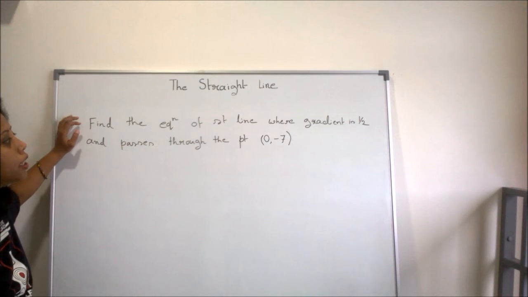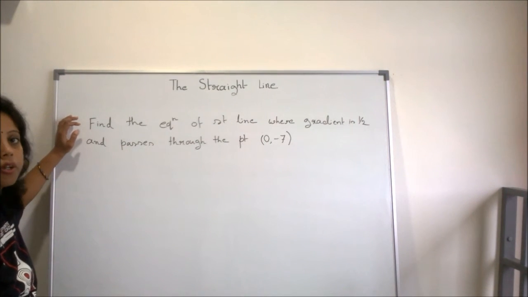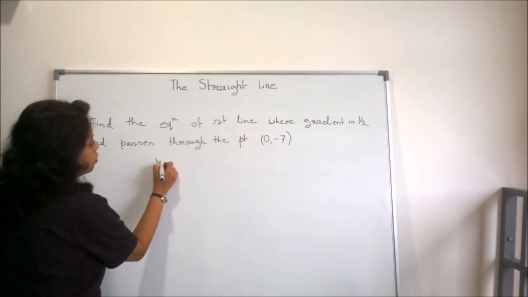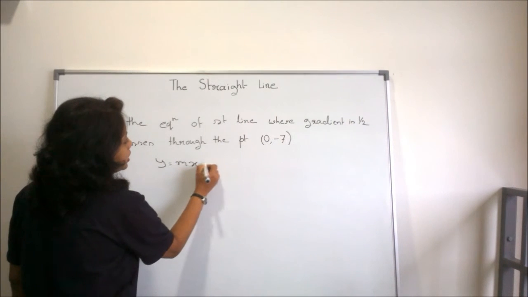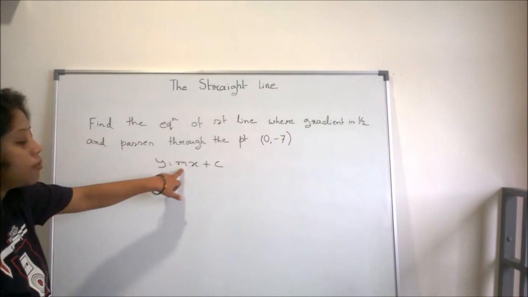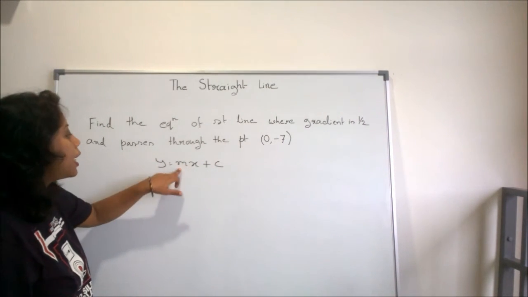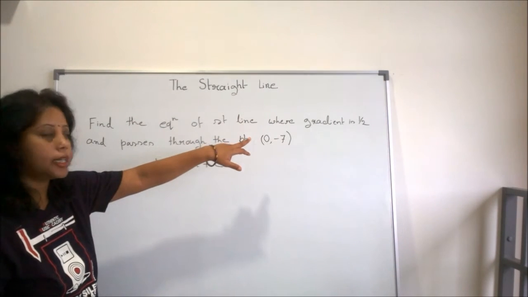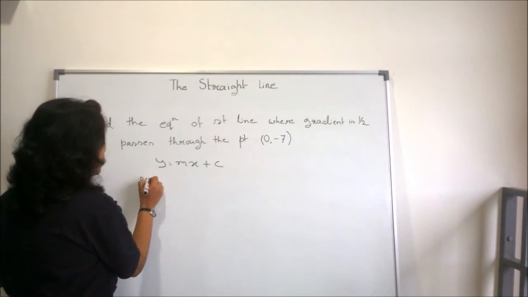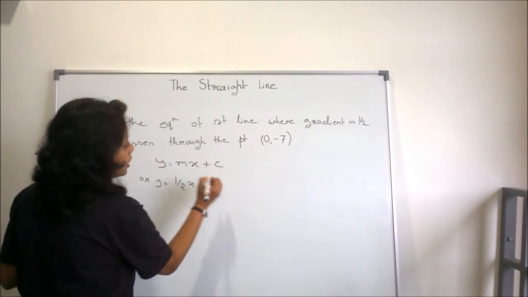Okay. So here also what we will do, we will take the general equation of the straight line. So general equation of the straight line is, we know, y is equal to mx plus c. Here m is gradient and c is y-intercept. Here m is given, gradient is given, which is half. So we can write it y is equal to half x plus c.